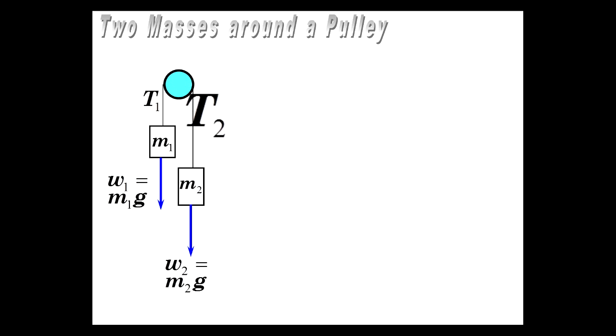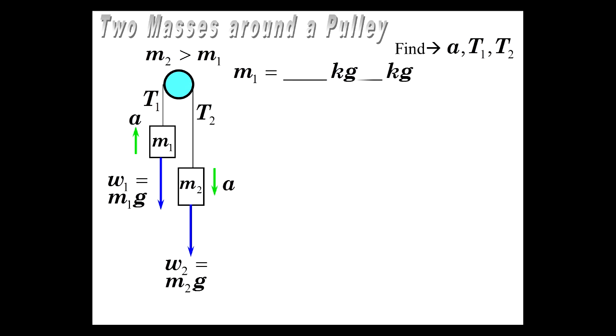What we're going to do, though, is consider the tension in each string, on each side here, while the condition exists that one is bigger than the other. Namely, M2 is bigger than M1. So we actually have an acceleration upward here, downward here. Since they're connected by the string, the values of those accelerations must be the same. So M2 is bigger than M1. Let's find the acceleration, the tension in string 1, and the tension in string 2.